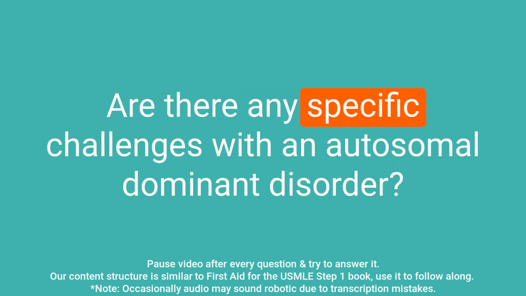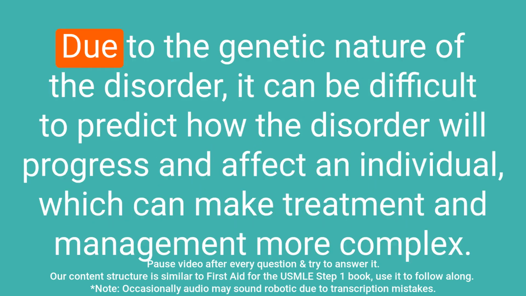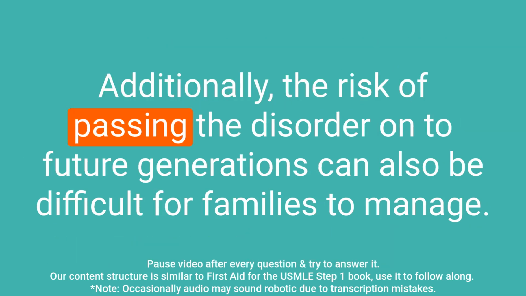Question: Are there any specific challenges with an autosomal dominant disorder? Answer: Autosomal dominant disorders can present specific challenges for individuals and families affected by them. Due to the genetic nature of the disorder, it can be difficult to predict how the disorder will progress and affect an individual, which can make treatment and management more complex. Additionally, the risk of passing the disorder on to future generations can also be difficult for families to manage.